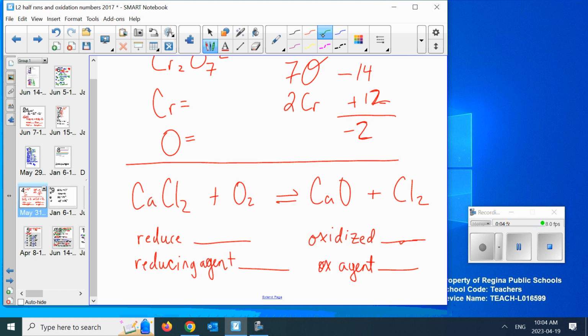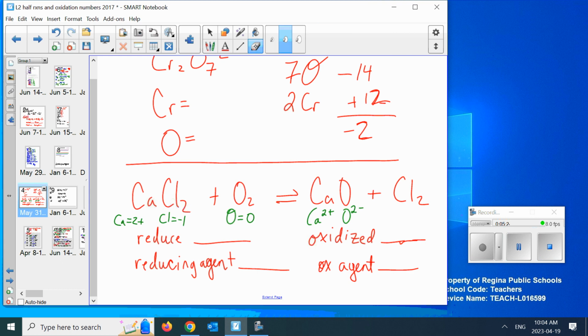When I look up calcium, and it's in a column, you don't explicitly ask for this, but you've got to figure it out. Chlorine, chloride ion, is a -1. Oxygen in element form is 0. Calcium is 2+. Oxygen as an ion is 2 negative.